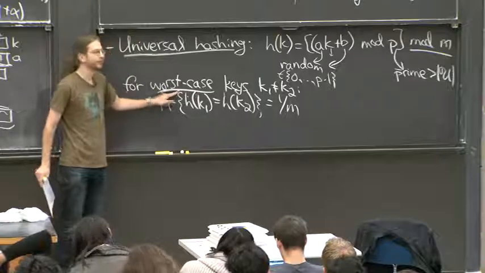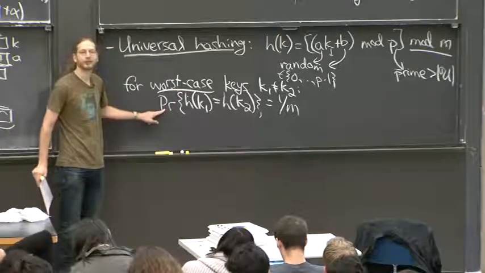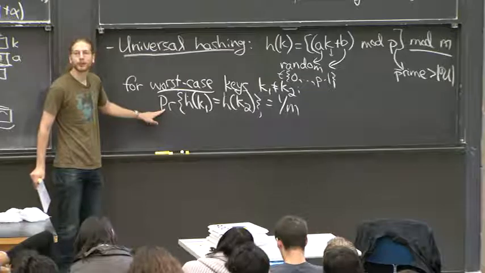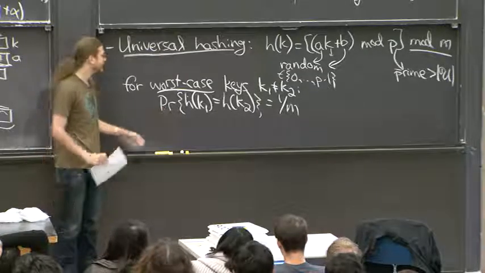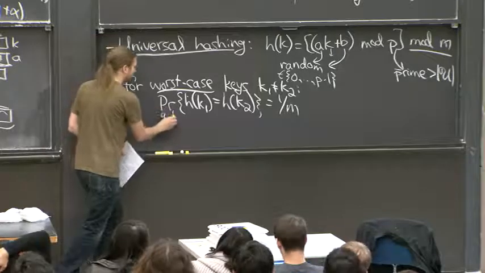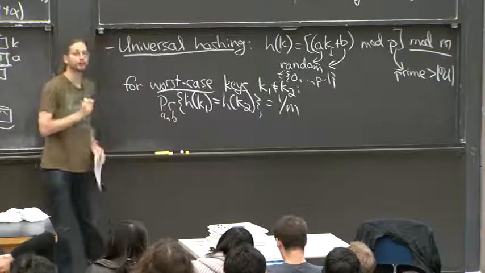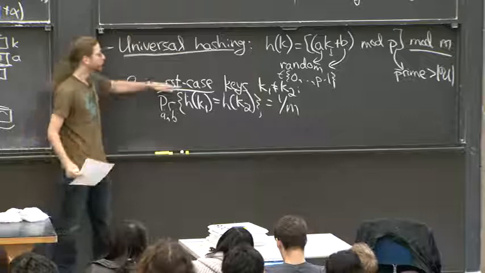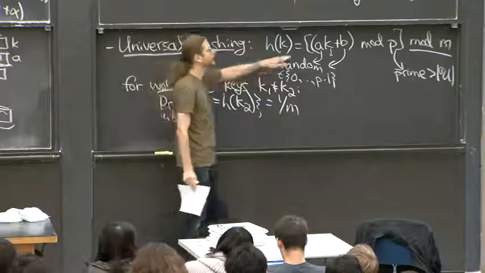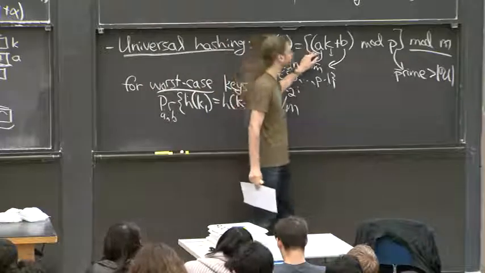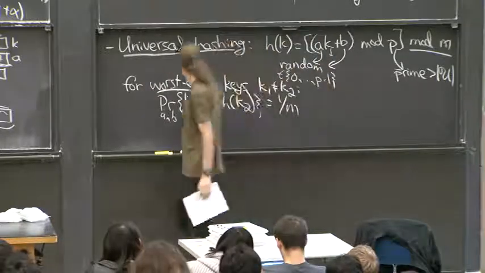What the heck does that mean? What's the probability over? Any suggestions? What's random here? A and b. So this is the probability over a and b. This is a probability over the choice of your hash function. So it's the worst case inputs, worst case insertions, but random hash function. As long as you choose your random hash function, the probability of collision is 1 over m.